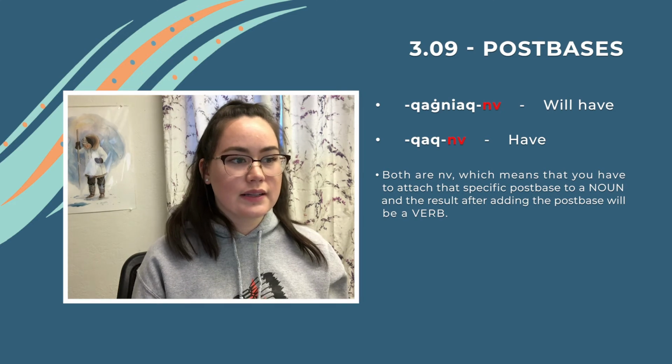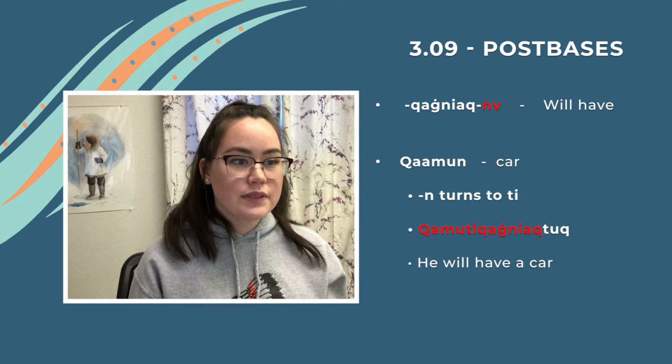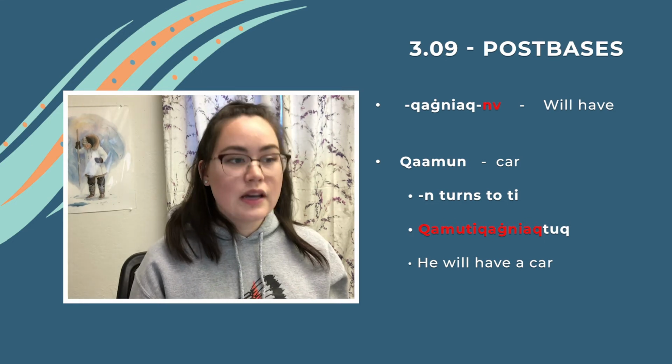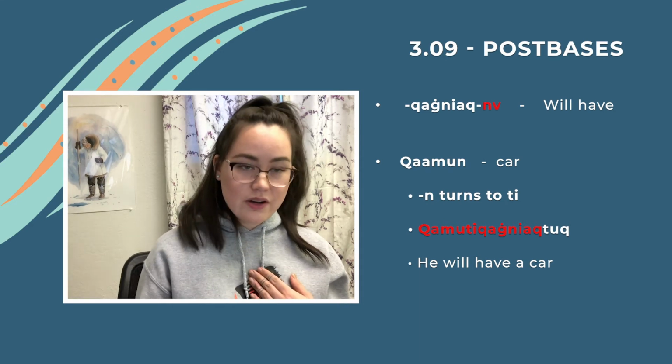So let's look at the second example. Kamun, car. Again, the N will turn to a TI, so we will say kamuti, not kamun. Kamuti karnak duk. He will have a car. Kamuti karnak dunga. I will have a car.